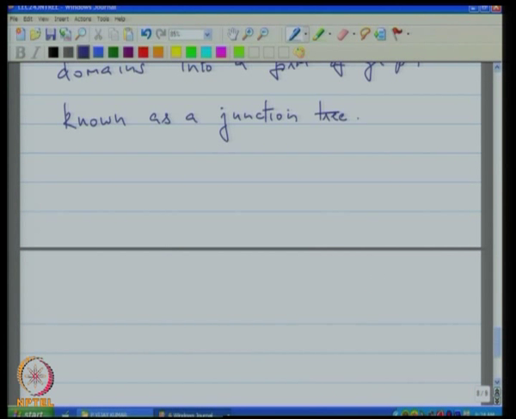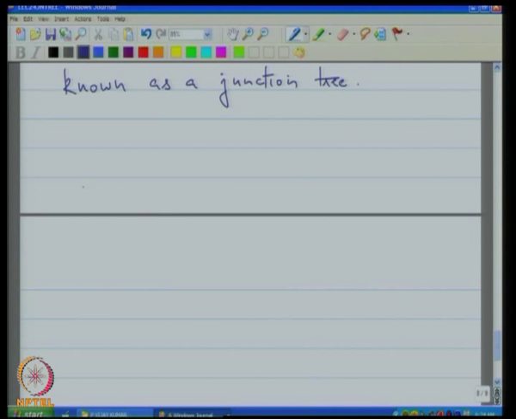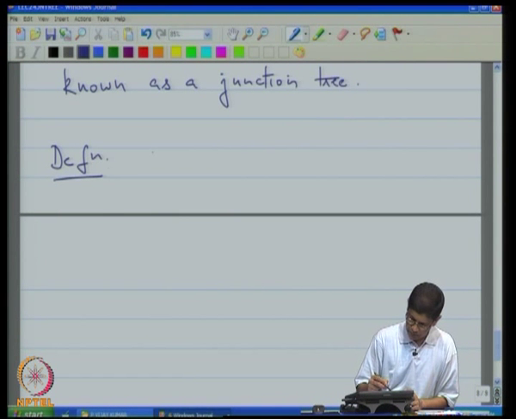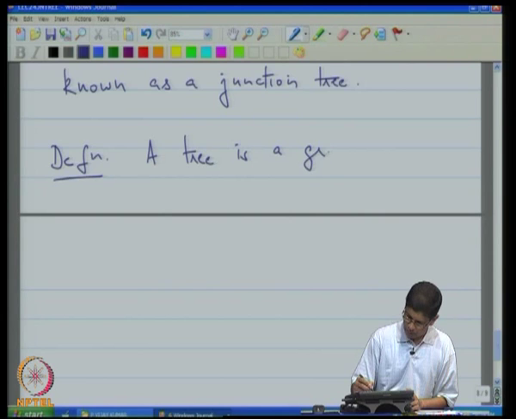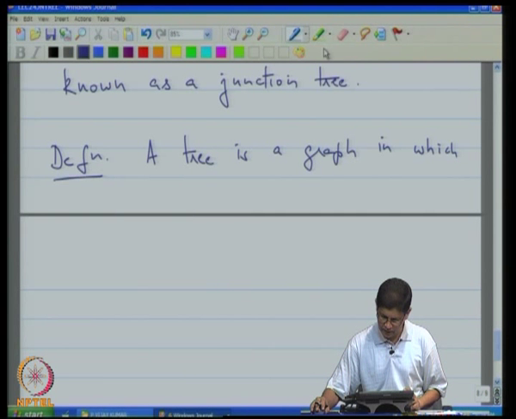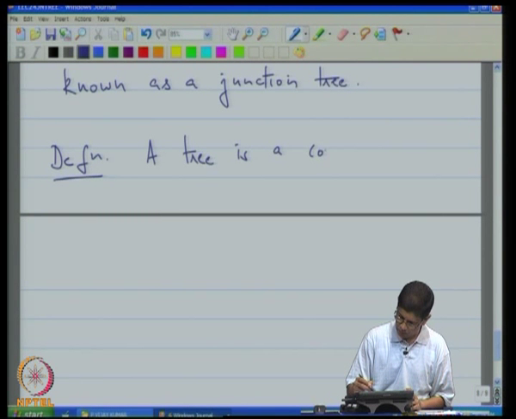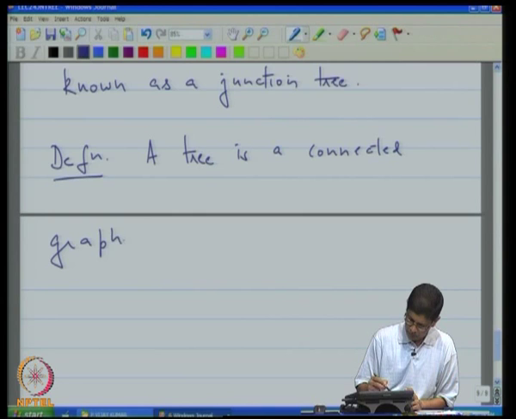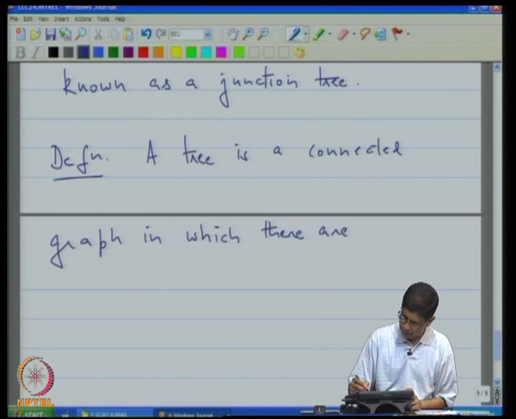So, what is a junction tree? Definition: a tree is a graph, a connected graph, in which there are no cycles. Okay.